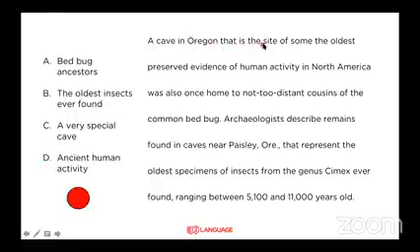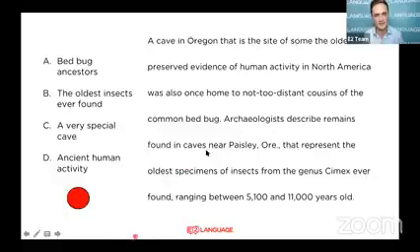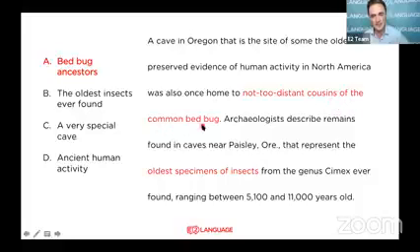So a cave in Oregon that is the site of some of the oldest preserved evidence of human activity in North America was also once home to not too distant cousins of the common bedbug. Archaeologists describe remains of the common bedbug found in caves near Paisley, Oregon, that represent the oldest specimens of insects from the genus Cimex ever found, ranging between 5,100 and 11,000 years old. The answer is A. This is about bedbug ancestors, not too distant cousins of the common bedbug, oldest specimens of insects. This is about ancestors of bedbugs.